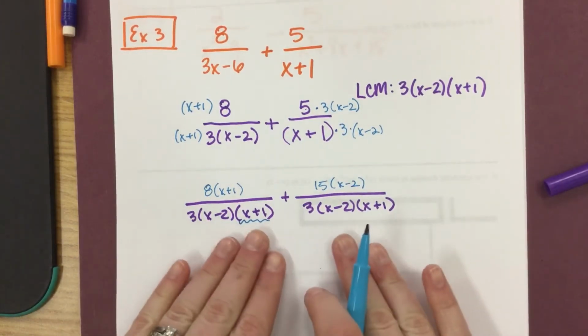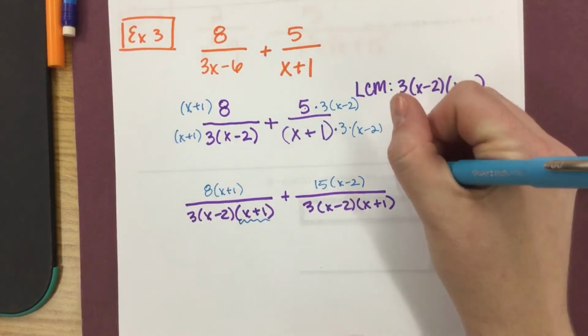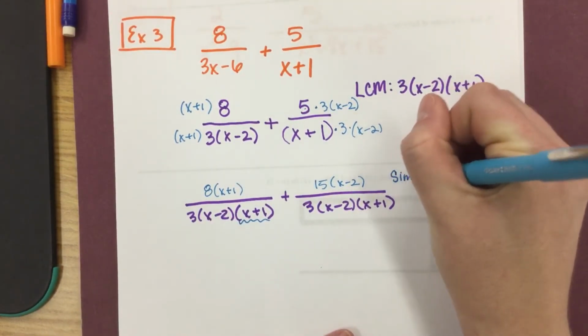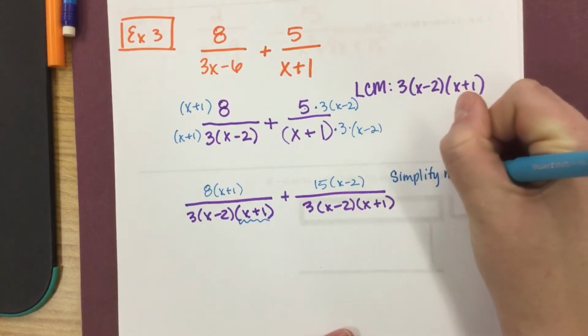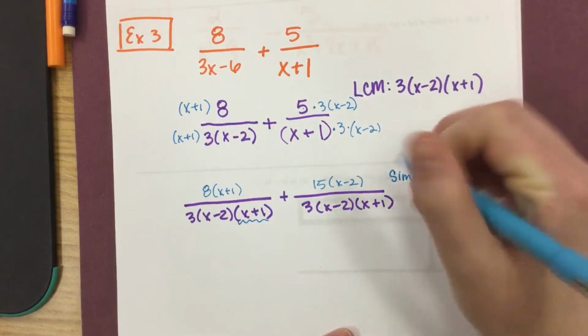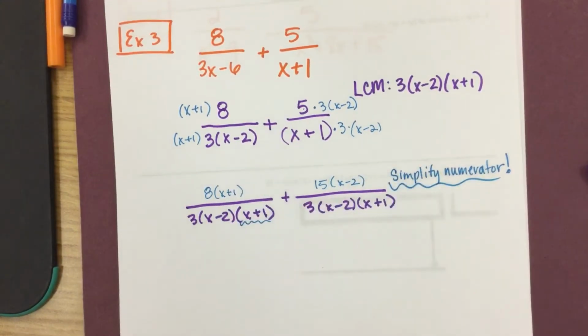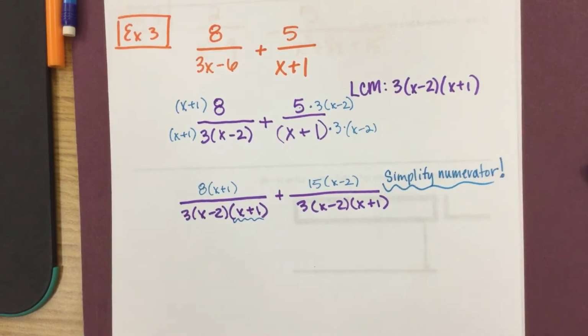So now I have the same denominators, and I've brought down my numerators. At this point, you guys have to simplify the numerator. There is absolutely no canceling that is taking place here. I'm not going to cancel those. I'm not going to cancel those. I'm going to end up right back where I started if I do that.